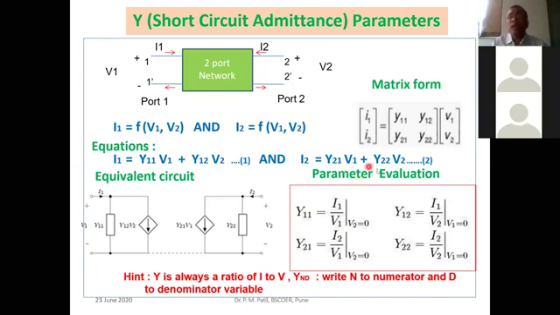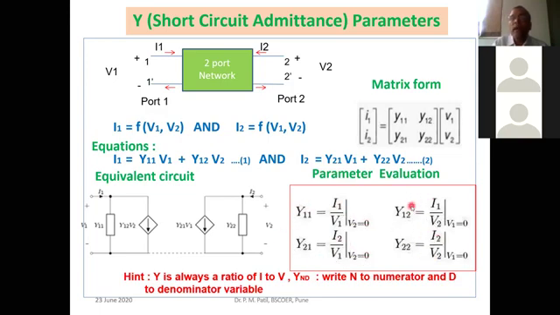Similarly, from equation number 2, you can find Y21. When you substitute V2 as 0, this term will vanish, and that's why I2 will be equal to Y21 V1. From this you can calculate Y21 is equal to I2 upon V1, so I2 upon V1 at V2 equal to 0. So these two values we have calculated.